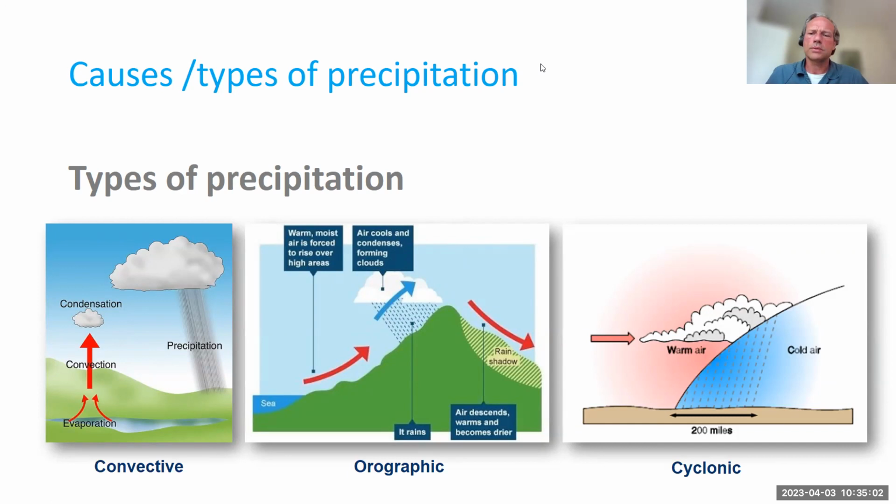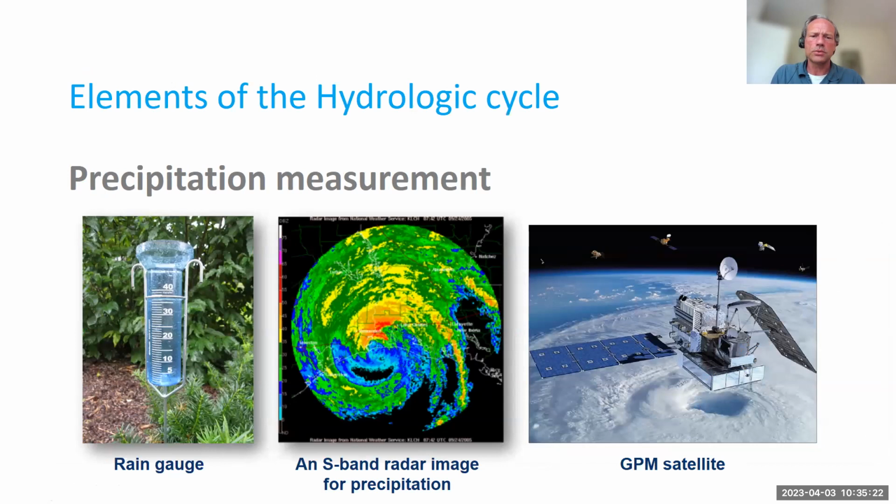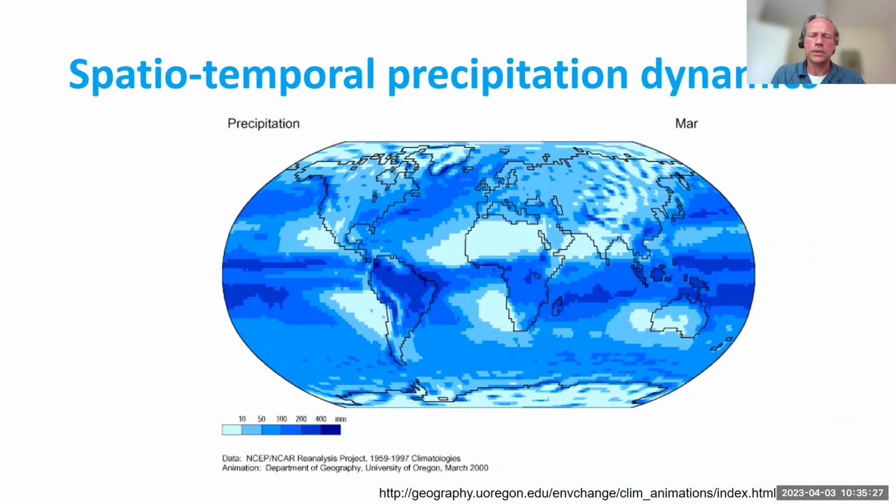You may find different words, but cyclone is the typical term. No, hurricanes are the same. It's more used in the Atlantic systems, but it's the same phenomenon. Yeah, you measure precipitation either in situ or with radar or with satellites nowadays. You can also again relate to the climate system.